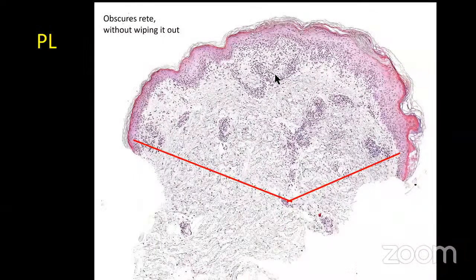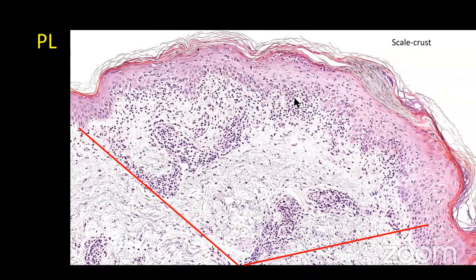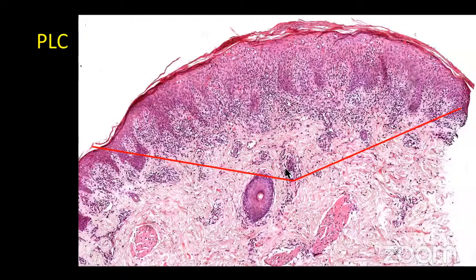Here's just another example. This one's a little heavier with the infiltrate here, but you can see it's starting to have a little bit of scale crust, which is typical of pityriasis lichenoides. Again, you get the lymphocytes going up into the epidermis, associated with parakeratosis, another classic presentation. Band-like perivascular with scale crust.